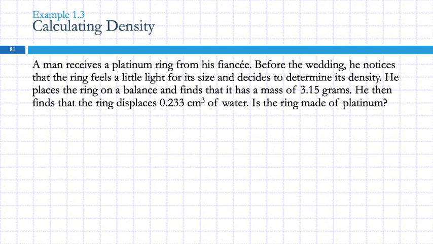So a man receives a platinum ring from his fiancée. Before the wedding, he notices that the ring feels a little light for its size and decides to determine its density. He places the ring on a balance and finds it has a mass of 3.15 grams. He then finds that the ring displaces 0.233 cubic centimeters of water. Is the ring made of platinum? So you read the whole thing, then go back and highlight the numbers. Usually all the numbers are important. So here we have a mass in grams, we have a volume in cubic centimeters. Those are the only numbers that show up. And then we want to see, what are they asking us to find?